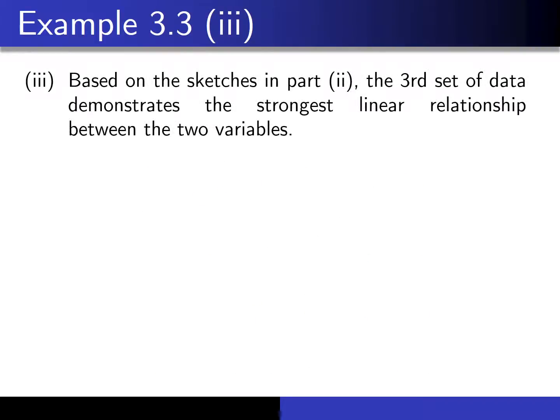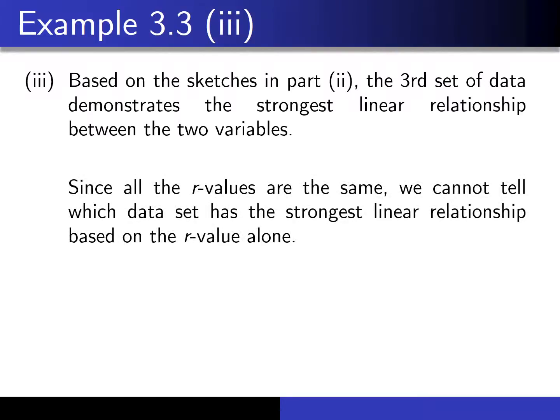For Part 3, based on the sketches in Part 2, the third set of data demonstrates the strongest linear relationship between the two variables, except for the presence of an outlier. Since all the R values are the same, we cannot tell which dataset has the strongest linear relationship based on the R values alone. We need to look at the scatter diagram to help us decide.